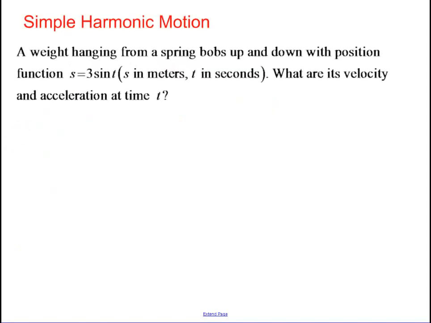Okay, simple harmonic motion. A weight hanging from a spring bobs up and down with a position, so it gives us the position function. What are its velocity and acceleration? So just to review, derivative of position is our velocity, derivative of sine is the cosine of t. And then acceleration, remember, is the second derivative of position, which is the derivative of velocity. Derivative of cosine is the negative sine of t.